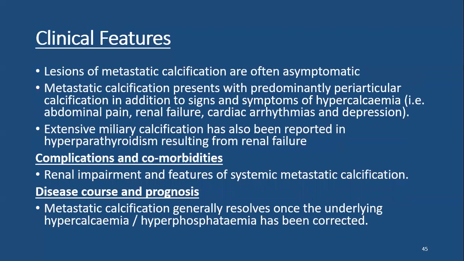Usually, the lesions of metastatic calcification are asymptomatic. Mainly, they are deposited periarticularly. In addition, other signs of hypercalcemia are seen, and these include abdominal pain, renal failure, cardiac arrhythmia, and depression. Extensive miliary calcification is also reported in hyperparathyroidism resulting from renal failure. And renal impairment is the main complication of metastatic calcification. The metastatic calcification generally resolves once the underlying cause of hypercalcemia and hyperphosphatemia is corrected.